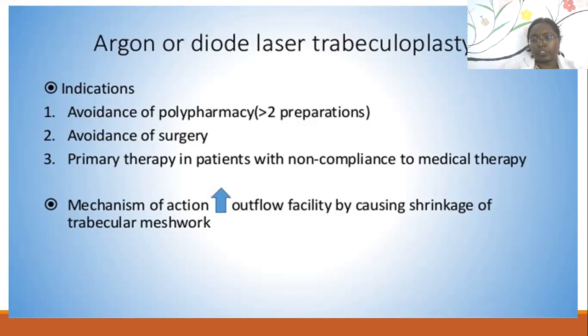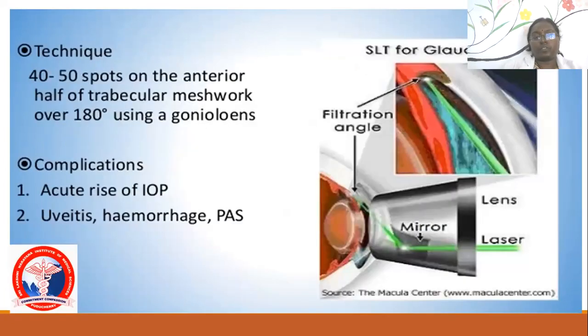The mechanism of action is to increase the outflow by causing shrinkage of the trabecular meshwork. The technique is 40 to 50 spots on the anterior half of the trabecular meshwork over 180 degrees using a gonio lens. Complications include acute rise of intraocular pressure, uveitis, hemorrhage, and peripheral anterior synechiae.